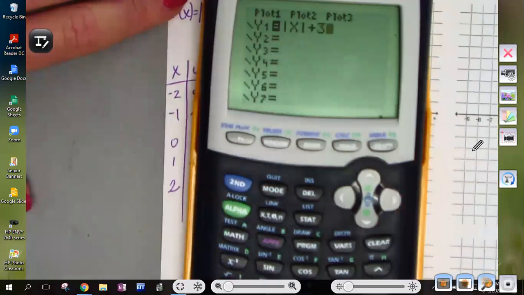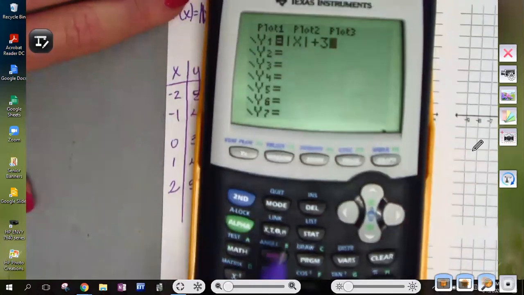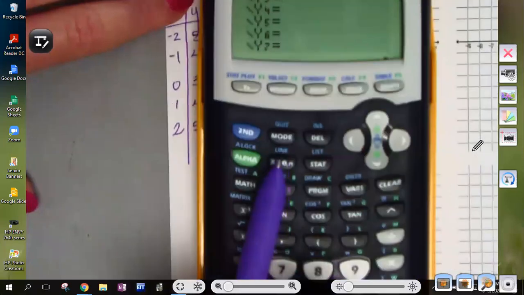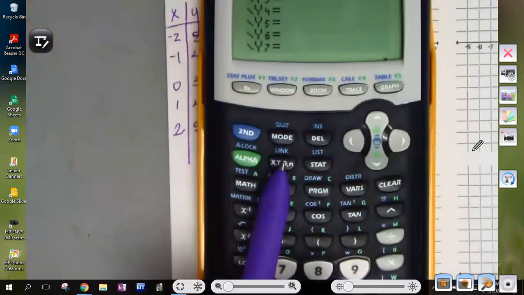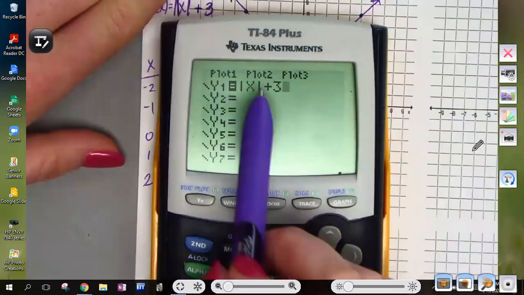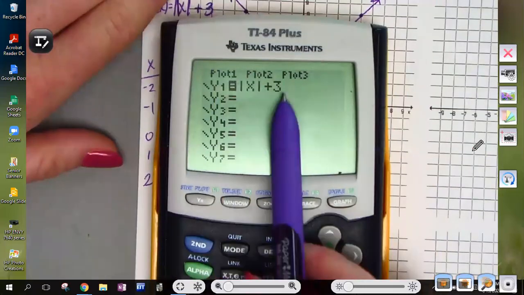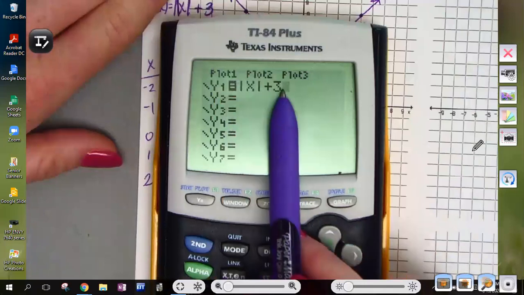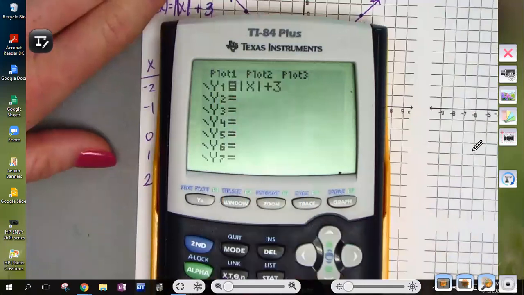Wait, where's the x at? Right to the right of the green button. It has a bunch of symbols on it. X is the first one. See it? It's right here. So what do you do after that? So it should look like the absolute value of x, and then I just arrow over to get on the outside of it, and I do +3. Okay, so is that what it looks like in there?